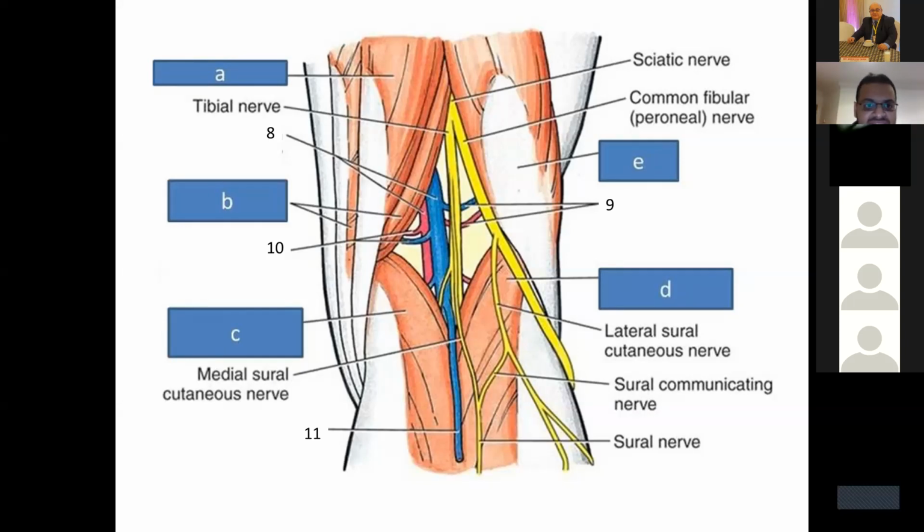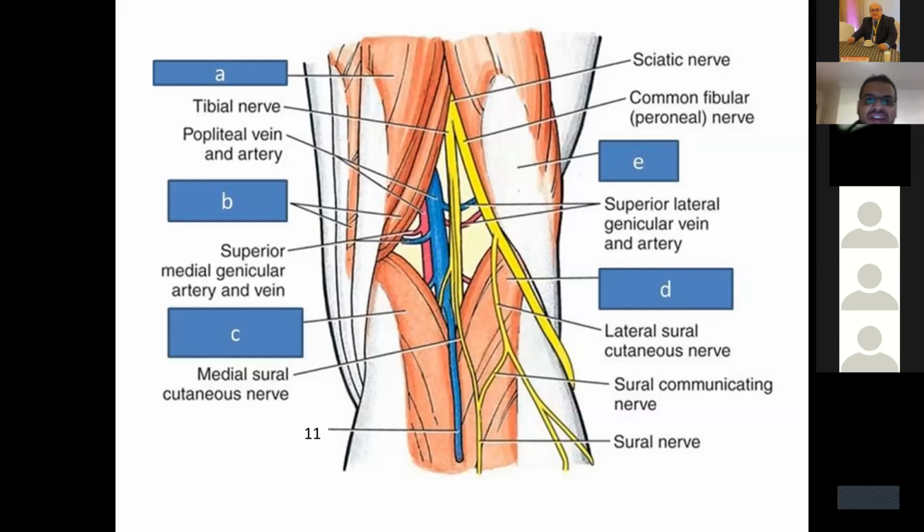And what's 8? 8 is the popliteal artery and vein. Good. 9. 9 is the lateral geniculate artery and vein. Good, good. Number 10. Number 10 is the medial geniculate artery and vein. Good. Okay, now going into the musculature, what's A?